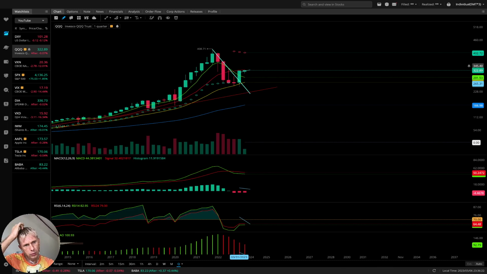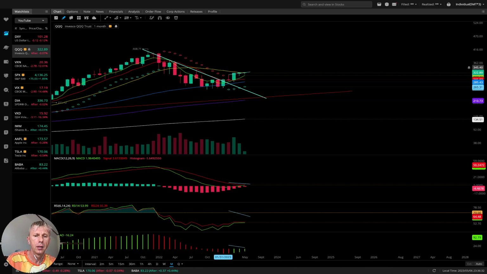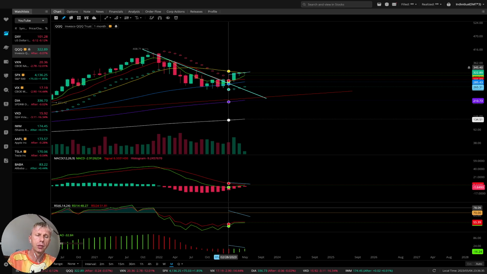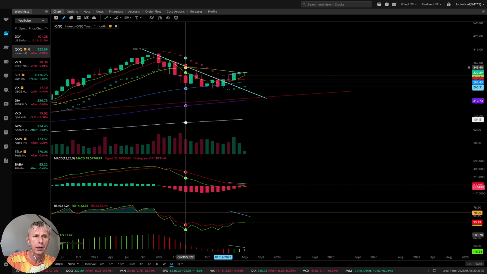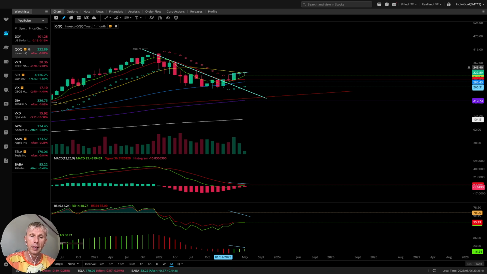Like I said, Qs, SPX and Dow Jones, they're strong indexes. On a monthly time frame, they're trying to stay bullish on monthly and weekly time frame. Quarterly, they're all bearish.